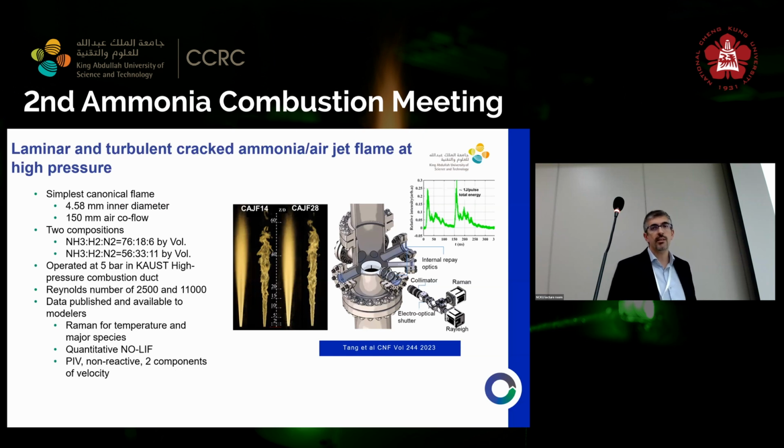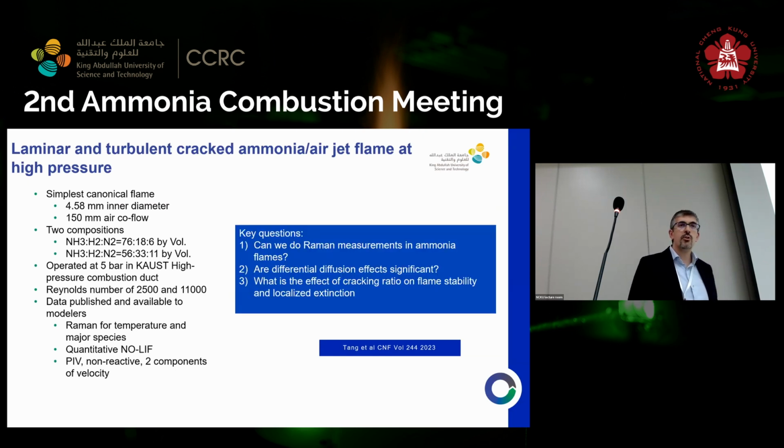What was interesting from this test case is the Raman measurement of temperature and species, with quantitative NO, done simultaneously with the Raman, also available, as well as a separate measurement done later on to obtain the velocity field by PIV for non-reactive conditions.